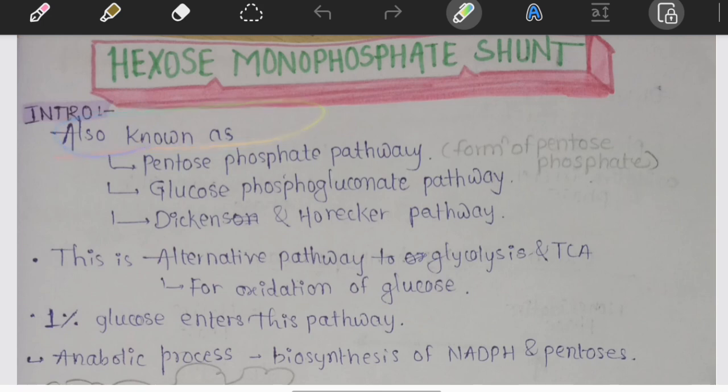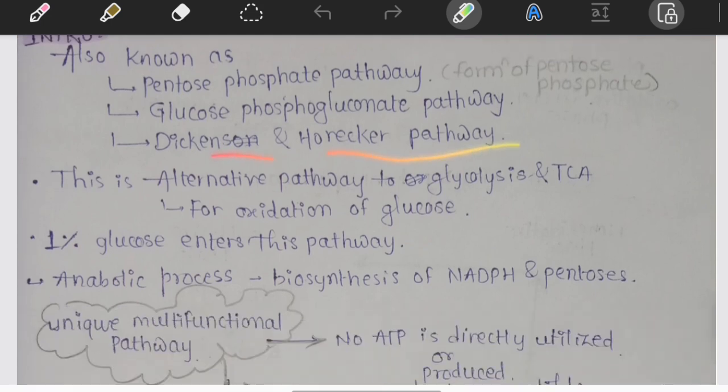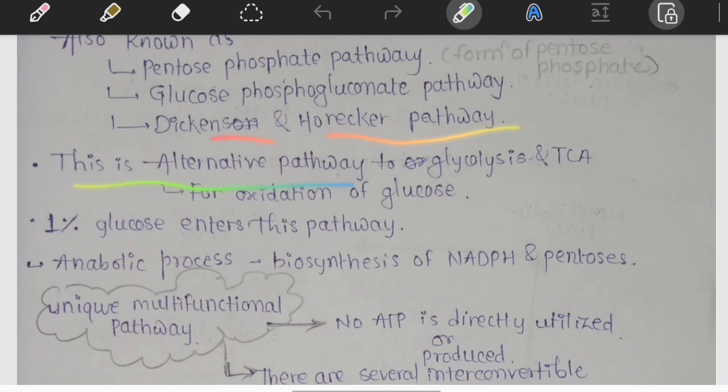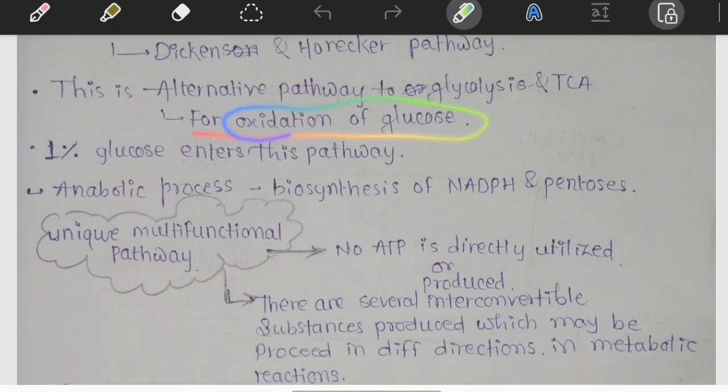HMP pathway, also known as the pentose phosphate pathway because of the formation of pentose phosphate in the pathway, the phosphogluconate pathway, and also the Dickens-Horecker pathway. This is the alternative pathway for glycolysis and TCA for the oxidation of glucose, and 1% of glucose enters this pathway, otherwise glycolysis and TCA.